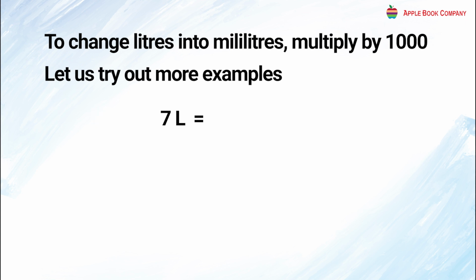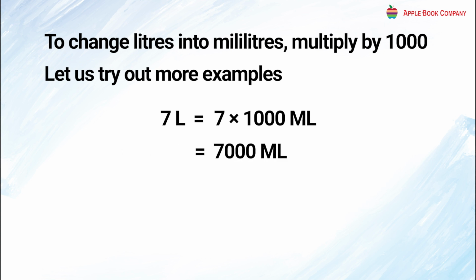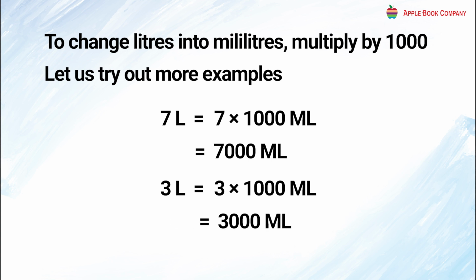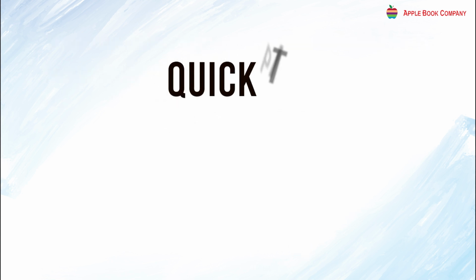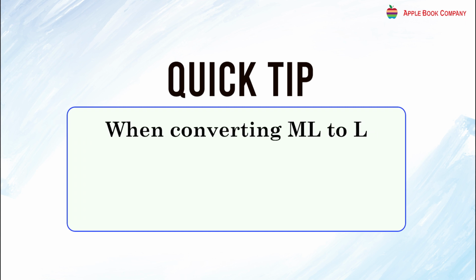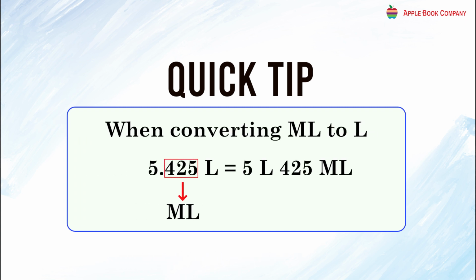7 L is equal to 7 into 1000 ml, which is equal to 7000 ml. 3 L is equal to 3 into 1000 ml, which is equal to 3000 ml. Quick tip: when converting ml to L, the last 3 digits represent ml, while the remaining digits are L. So 5 is liter, 425 is ml.